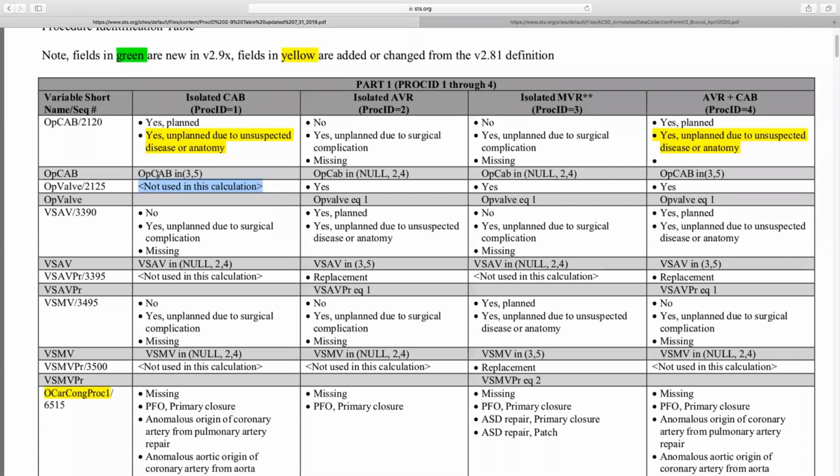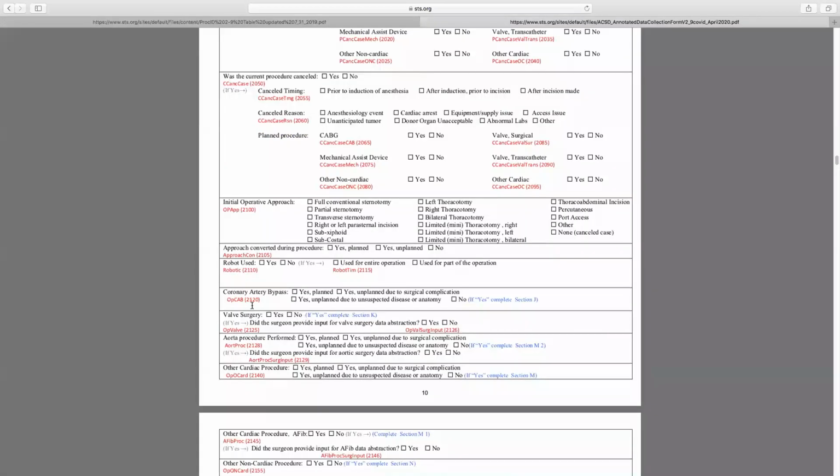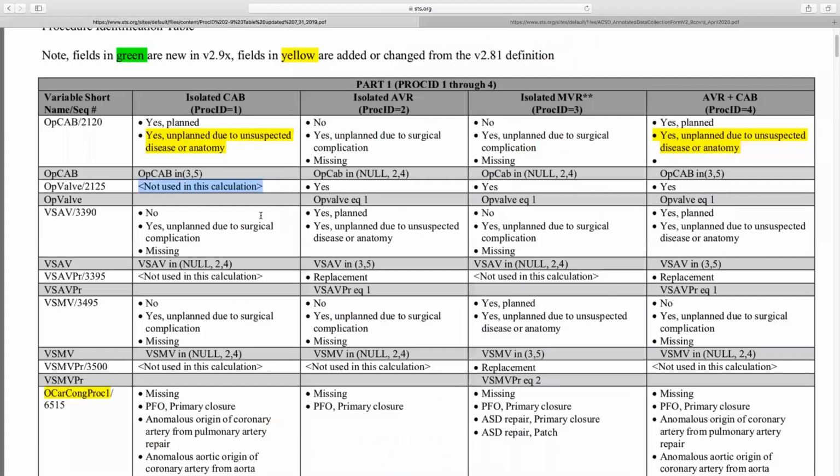We don't take that into consideration. That's the field 2125, which is valve surgery, yes or no. We don't look at that. What we do look at though is the specific valve: the aortic valve, mitral valve, tricuspid, pulmonic. We look at those valves and what the choices were provided for those.